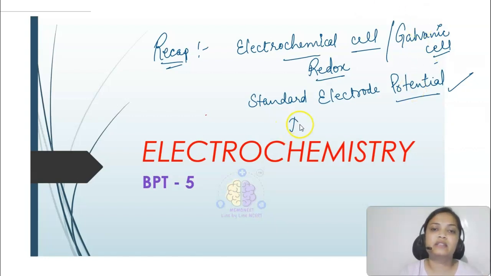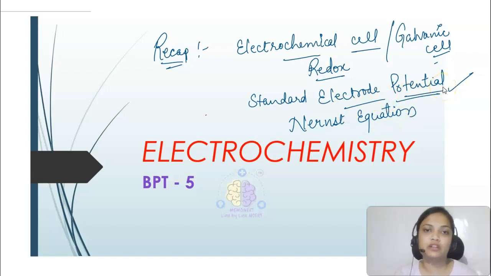Then we discussed the Nernst equation. Using the Nernst equation, we can calculate the cell potential or the electrode potential, not the standard one, of the cell. And then we saw how using the Nernst equation, we can calculate the equilibrium constant and the Gibbs free energy change for any reaction taking place in the electrochemical cell.